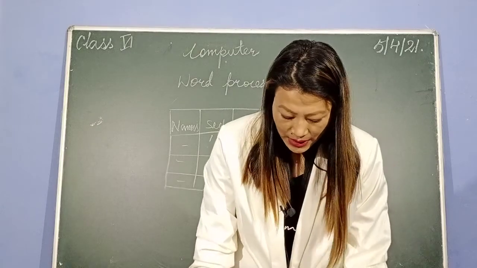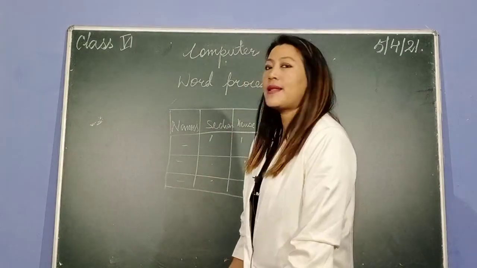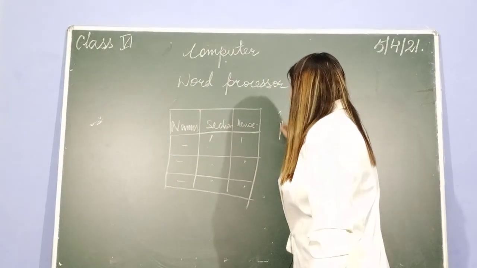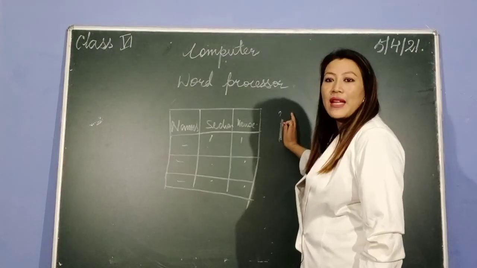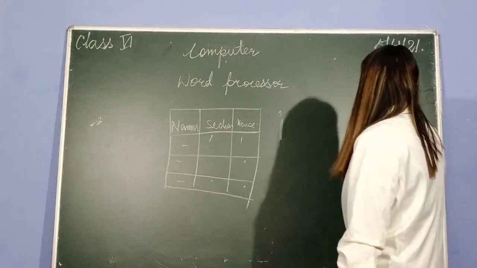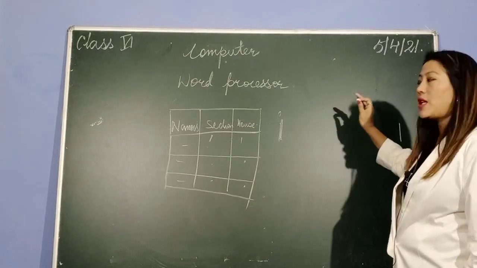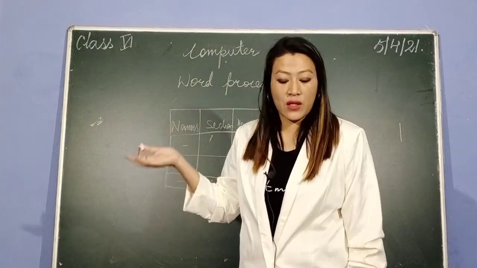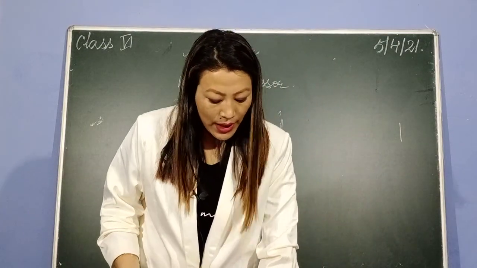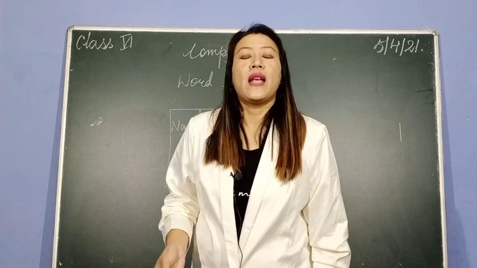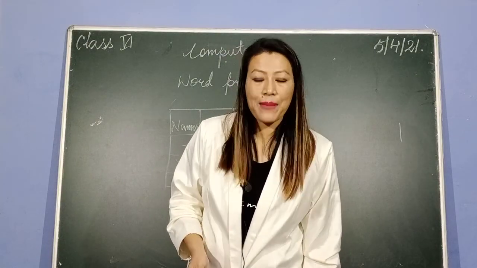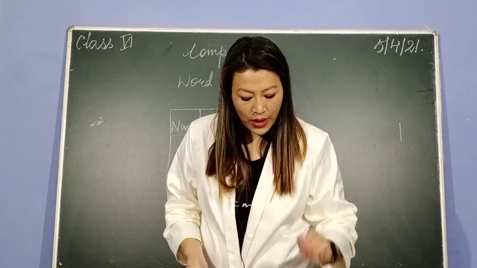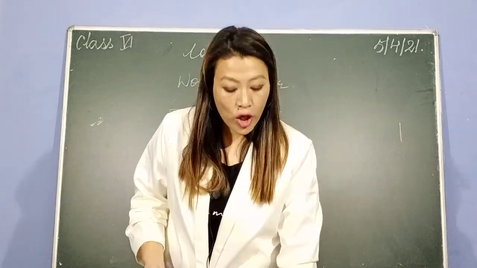To insert a table, you have to place the cursor where you want to insert the table. If your cursor is here, then once you insert a table, your table will get inserted here. So first you need to place the cursor where you want to insert a table. Then click on the table button under the Insert tab. Go to Insert and click on Table.